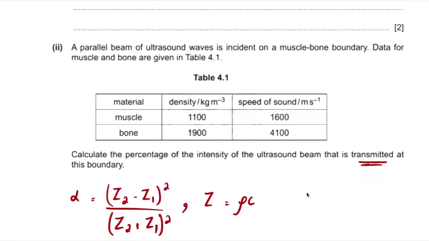I'll get each of the z values, but remember that alpha tells you how much intensity is reflected, right? It tells you how much of the incident intensity is reflected. So let's say if alpha turns out to be 0.9, this means 90% is reflected, so 10% is transmitted.